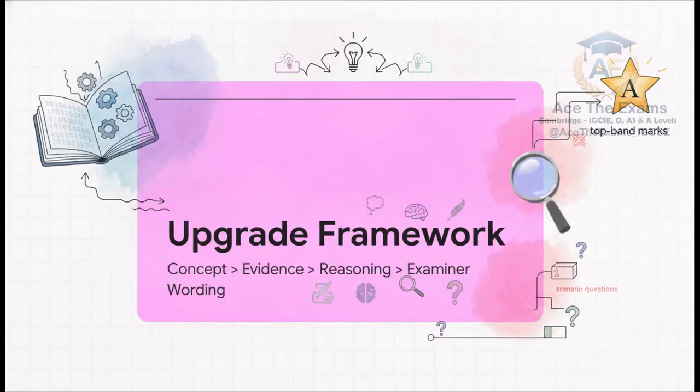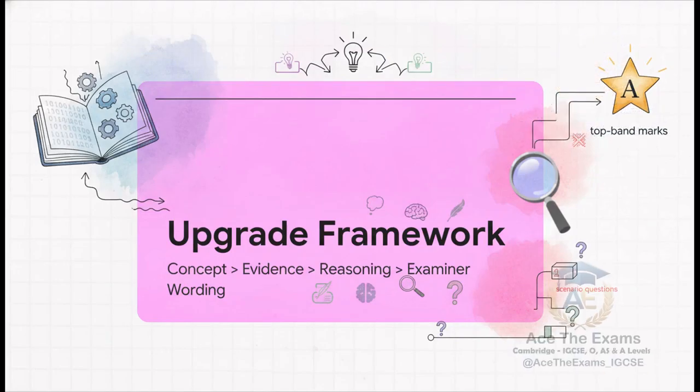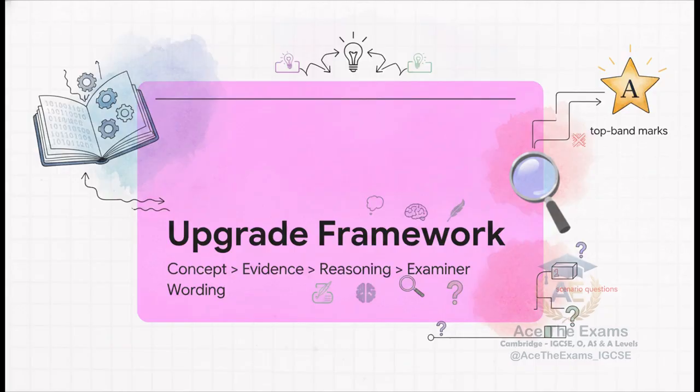But here's the thing. Knowing the math is really only half the battle on a Cambridge paper. You need the explicit upgrade framework. That is concept, evidence, reasoning, and examiner wording. See, it's not just about what you know in your head. It's exactly how you phrase it on the actual exam page to unlock those top band marks, especially when you're dealing with tricky scenario questions.